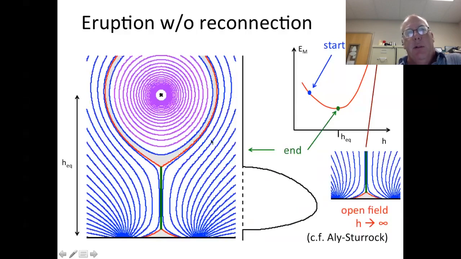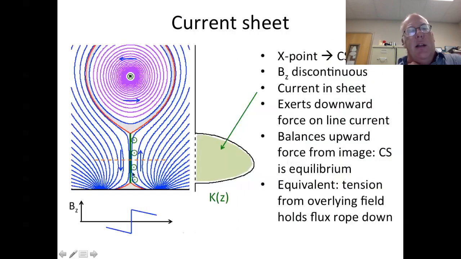You can't actually get an eruption in this simple model. If you try to keep the flux rope going up, the energy just increases, in this case without bound, and this is something known as the Aly-Sturrock conjecture. But what's really happening is that the current sheet has the same sense of current as the flux rope itself.